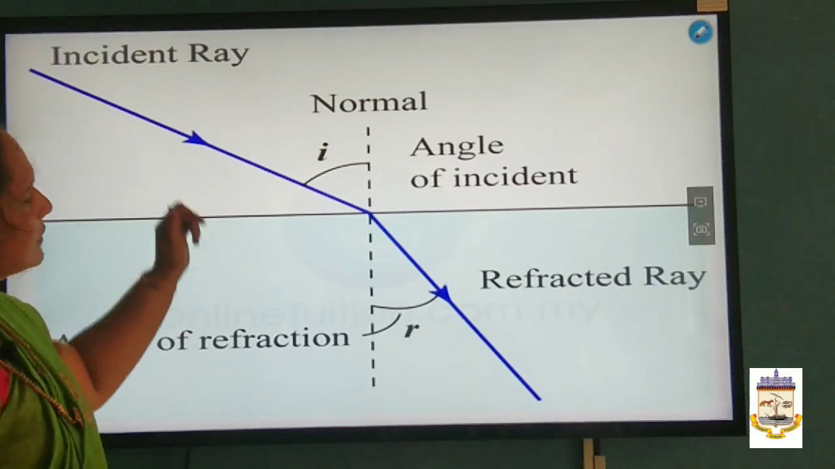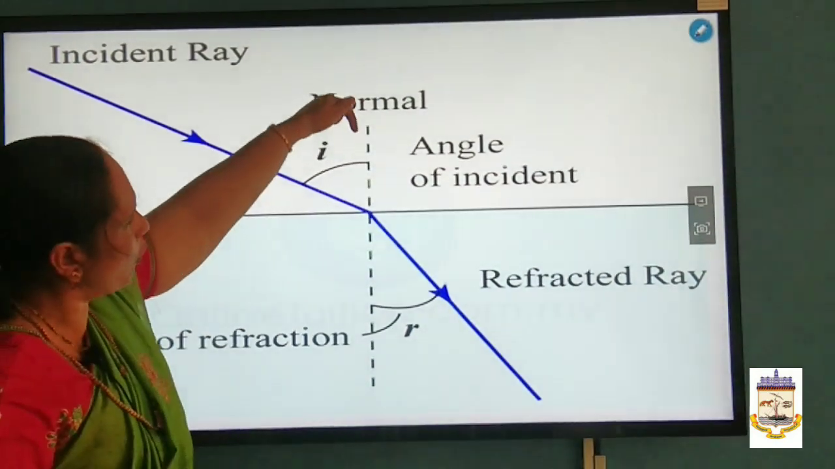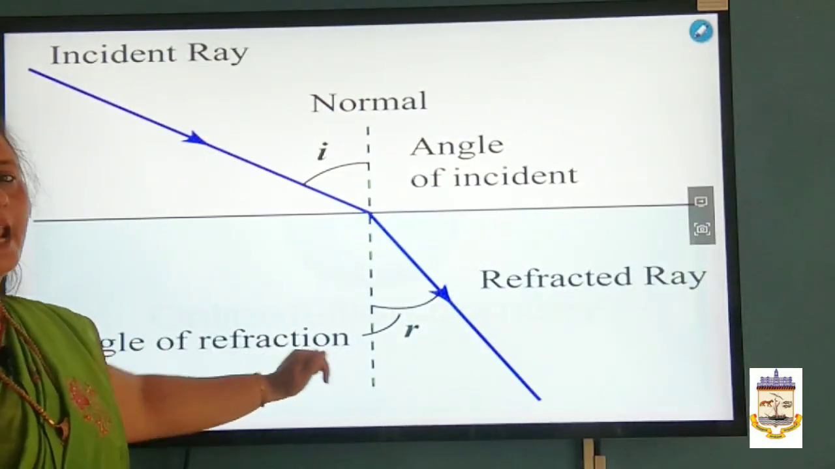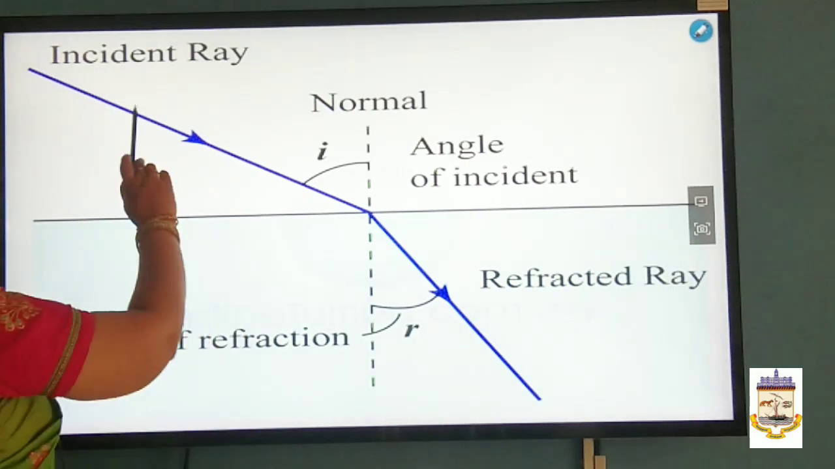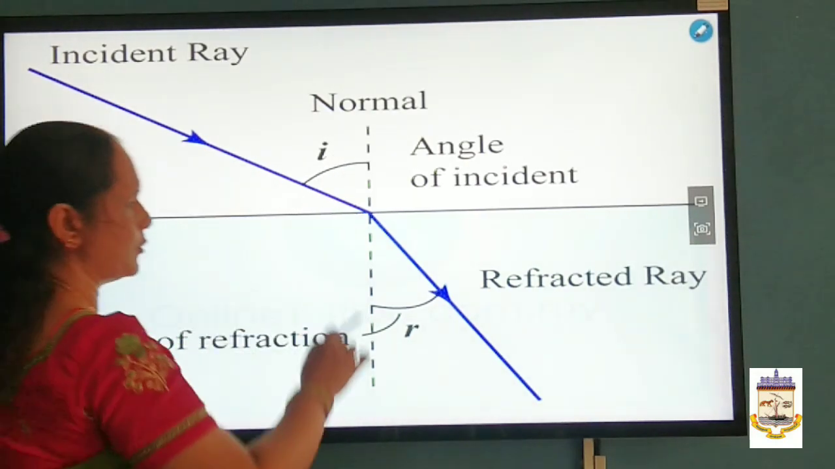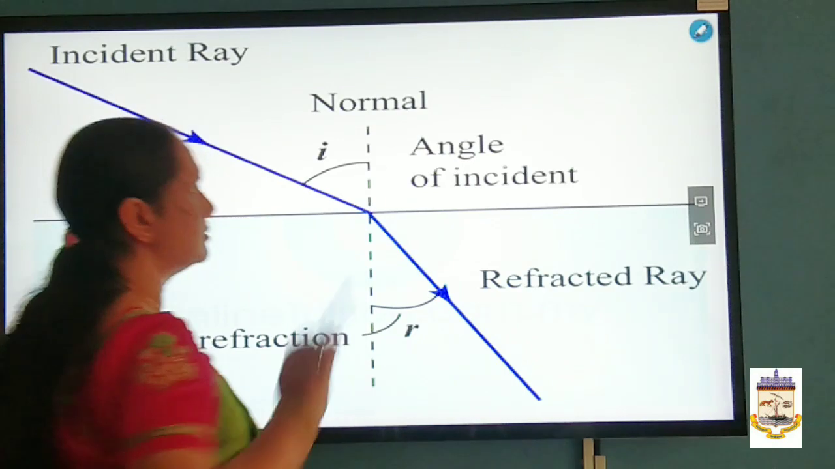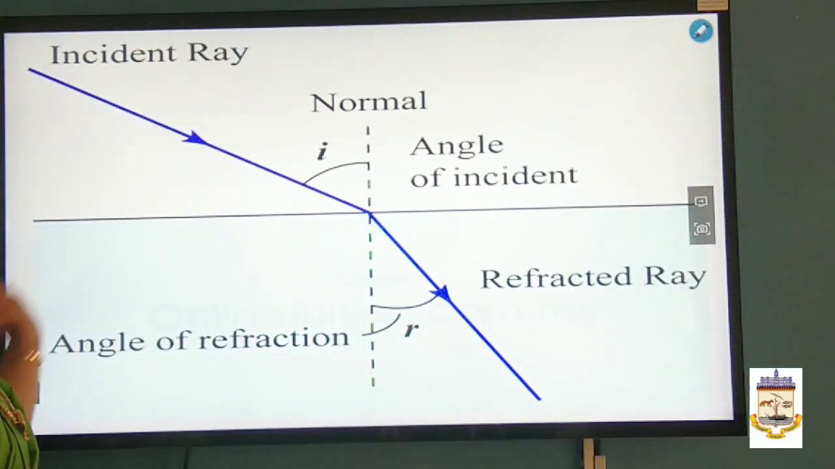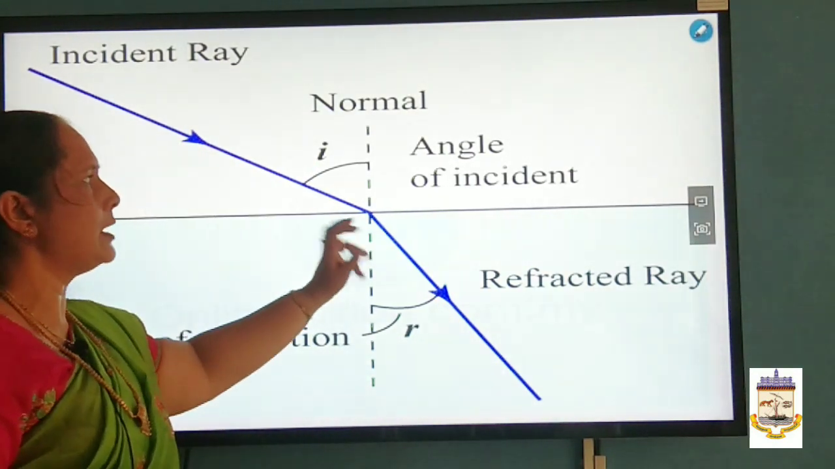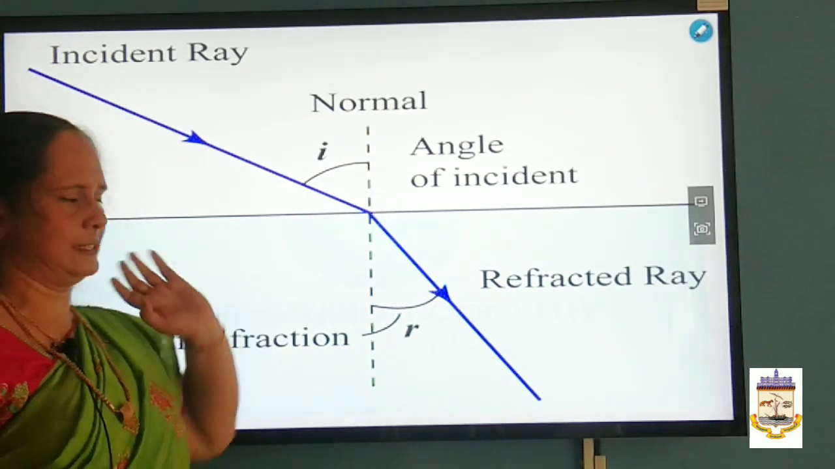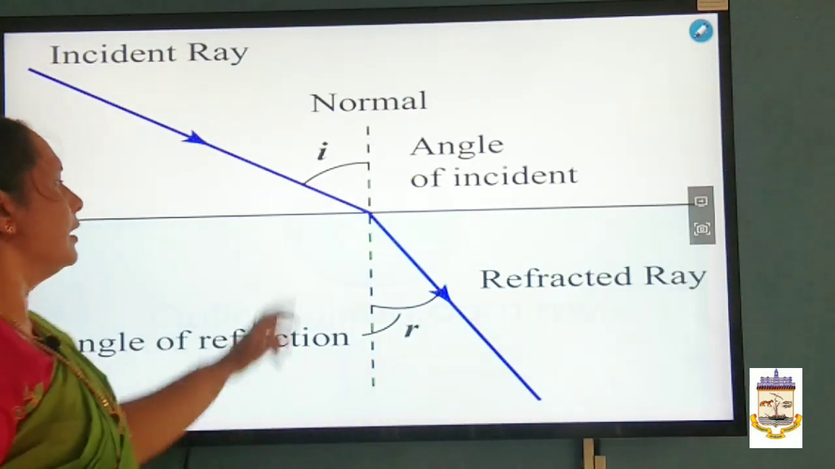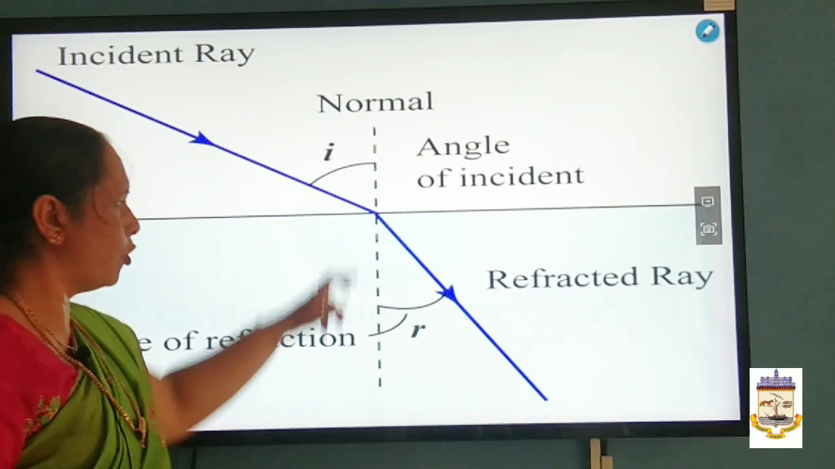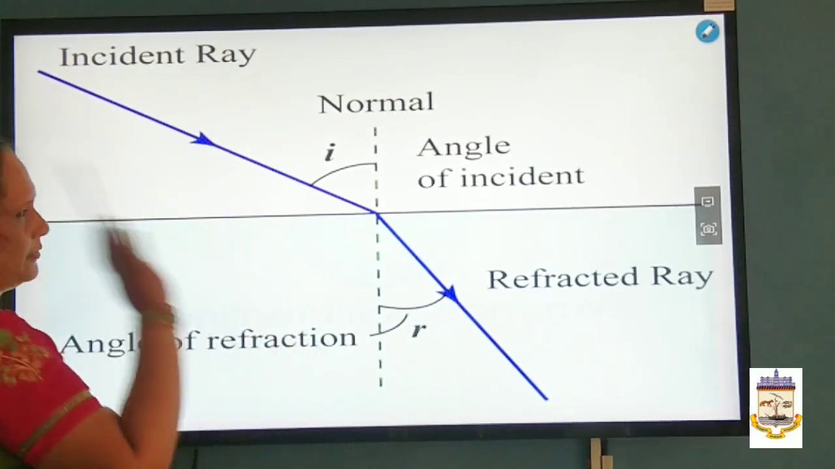Now see the perpendicular dotted line, we call it the normal. This is the incident ray, this is the normal, this is the refracted ray. The angle between the incident ray and the normal is known as the angle of incidence, and the angle between the refracted ray and the normal is known as the angle of refraction.